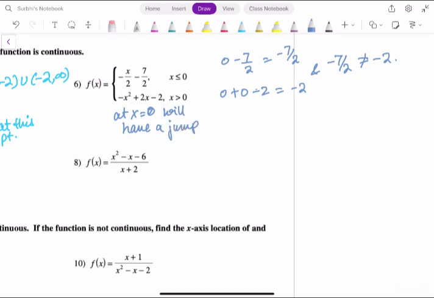Jump discontinuity. And then finally, we can write the interval notation. Negative infinity to 0, union 0 to infinity. And for all the interval notation, it is in open brackets.